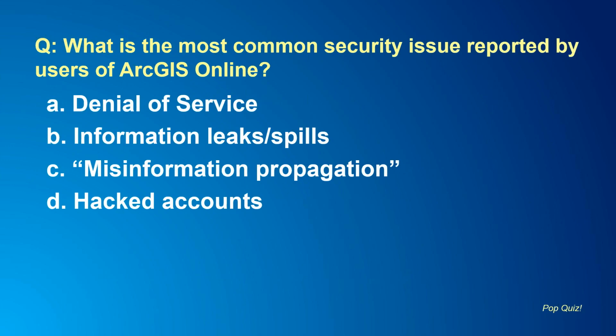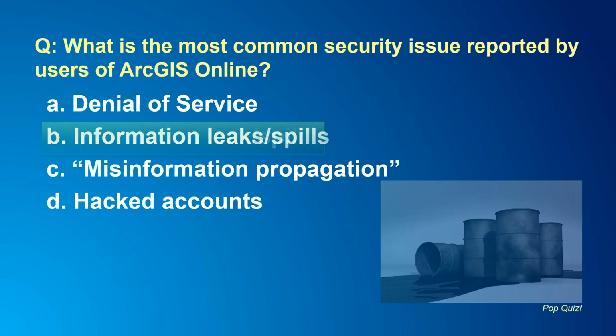Is it a denial of service type of thing, where users can't reach the services that you've published or information is otherwise unavailable for some reason? Maybe it's related to an information leak or a spill, where there's some sort of unintended sharing of proprietary or private information that shouldn't have been shared in the first place. Or maybe it's what I'm calling here misinformation propagation.